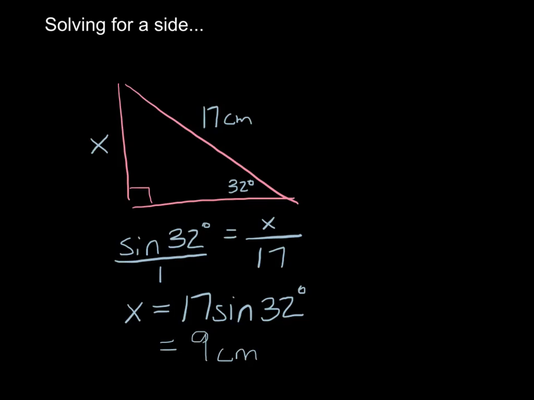Now when you do your work, make sure that you draw your diagram, that you've set up your initial equation, you show that you've cross-multiplied, and then you write your final answer complete with the units. The second case would be solving for an angle.